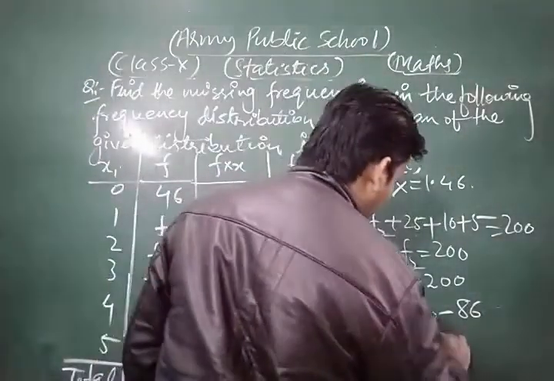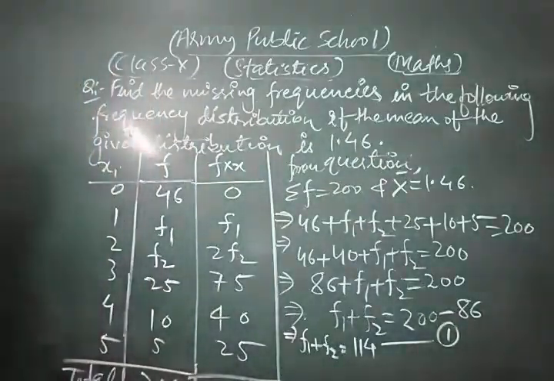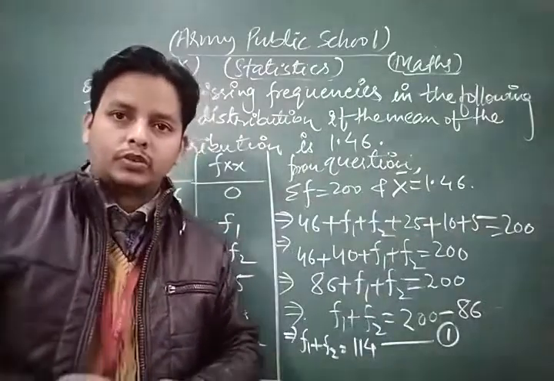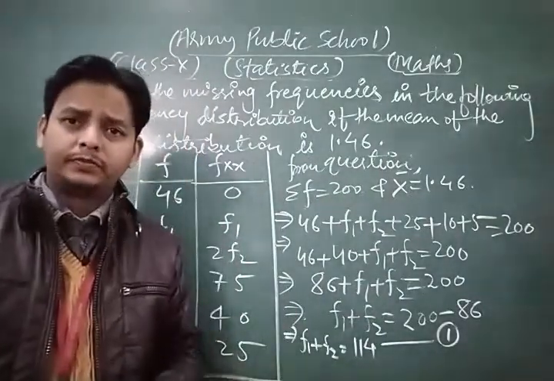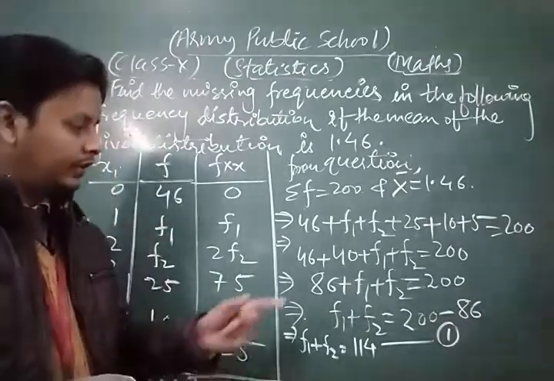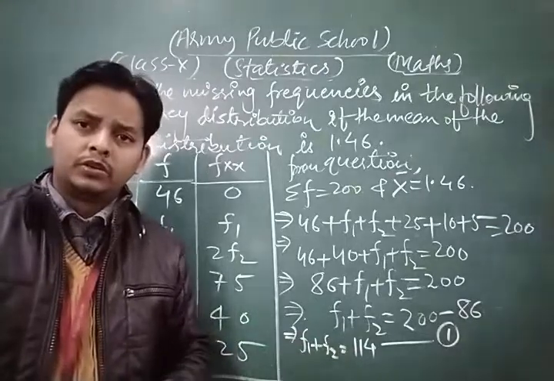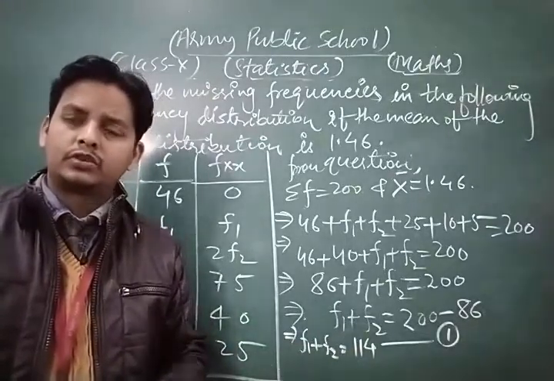Take this as equation number 1. Okay. Now what do I do? Here F1 plus F2 is equal to 114. So this is equation 1.